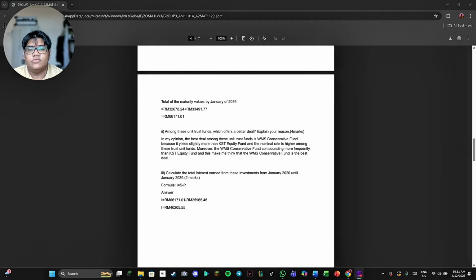B2. Among these unit trust funds, which offers a better deal? Explain your reason. In my opinion, the best deal among these unit trust funds is the WMS Conservative Fund because it yields slightly more than the KSD Equity Fund and the nominal rate is higher. Moreover, the WMS Conservative Fund compounds more frequently than the KSD Equity Fund, and this makes me think that the WMS Conservative Fund is the best deal.